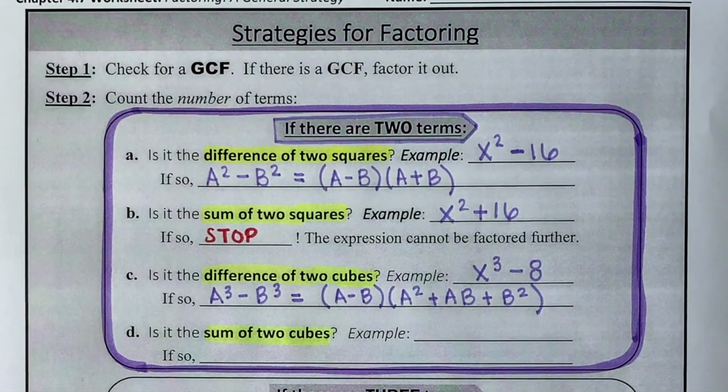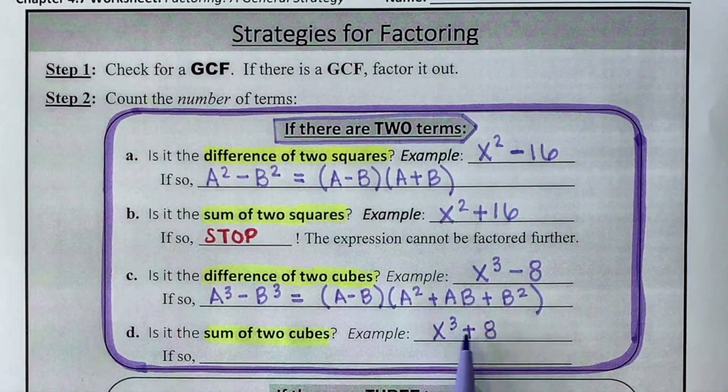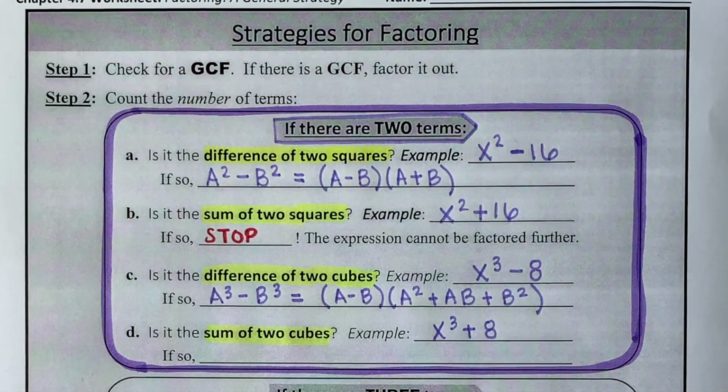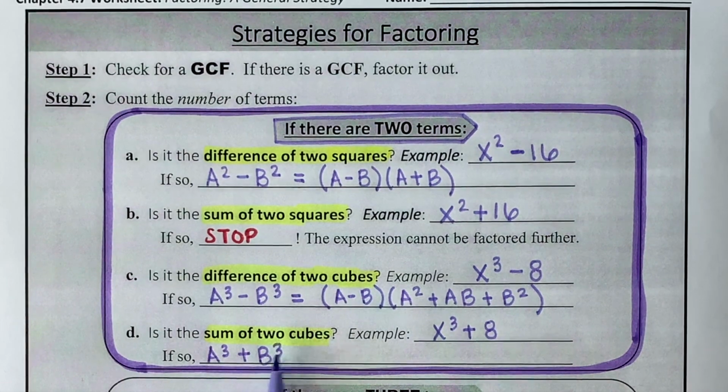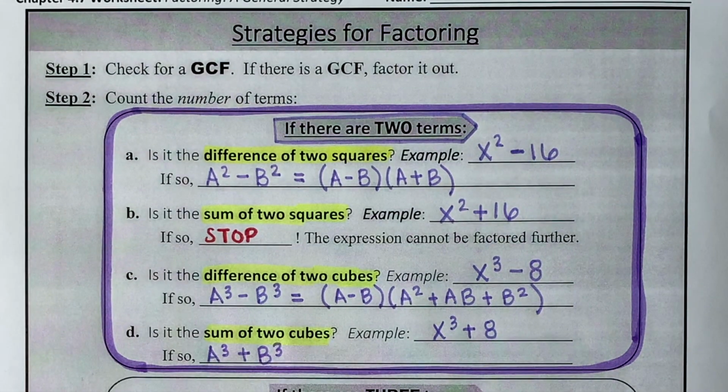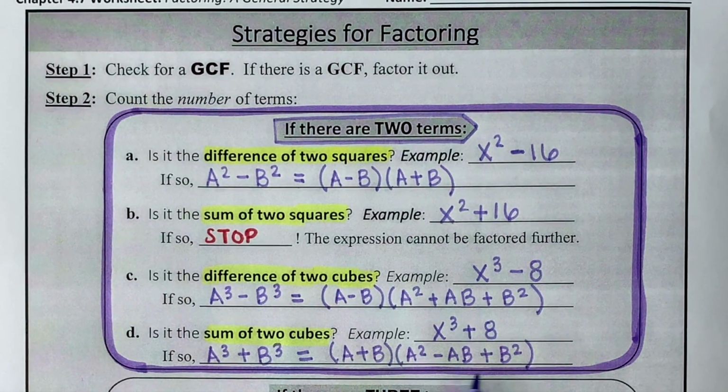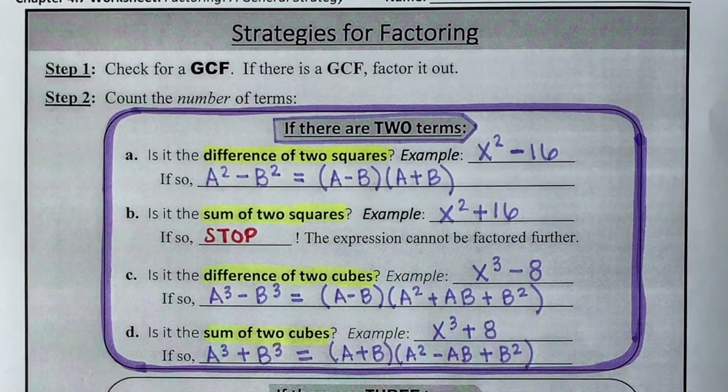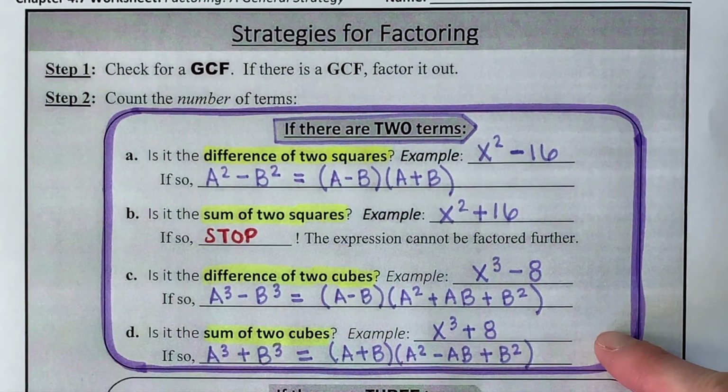The last possibility is that you might have the sum of 2 cubes. An example of that would be the expression x cubed plus 8. X cubed is a perfect cube, 8 is a perfect cube, and we have a plus sign in the middle. If you have the sum of 2 cubes, we can represent that in general as a cubed plus b cubed. We factor the sum of 2 cubes using this formula here. On the next few pages, we'll go over some examples of these types of problems.